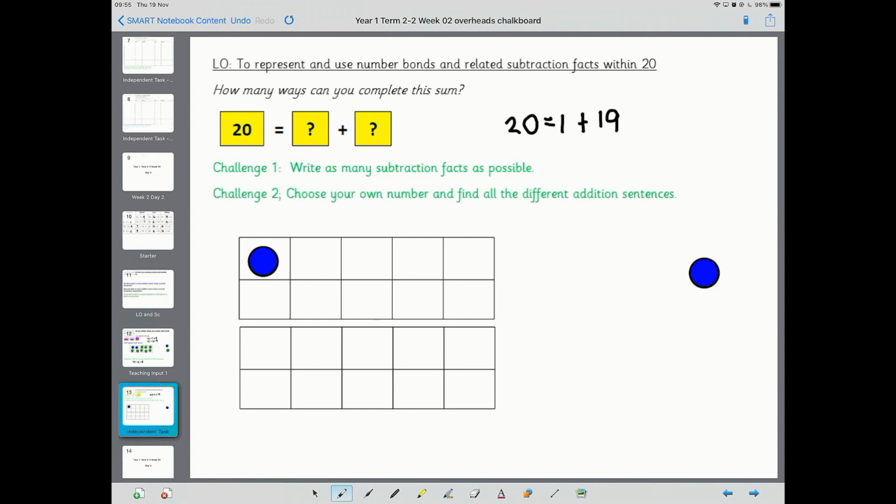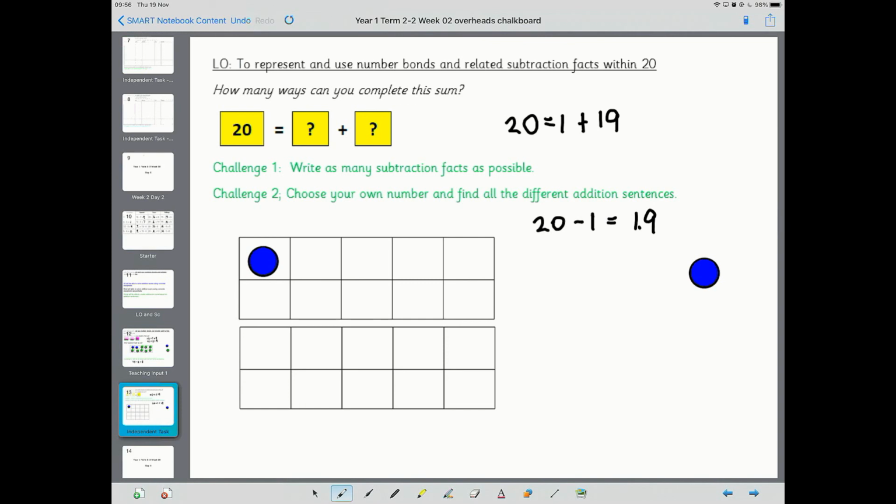So then we've worked out 20 equals 1 plus 19, and you could repeat that pattern by adding 1 each time. And when you want to, if you can, you can also produce a subtraction fact based on that. So that would be 20. Take away 1 leaves how many squares blank? That's right, 19.